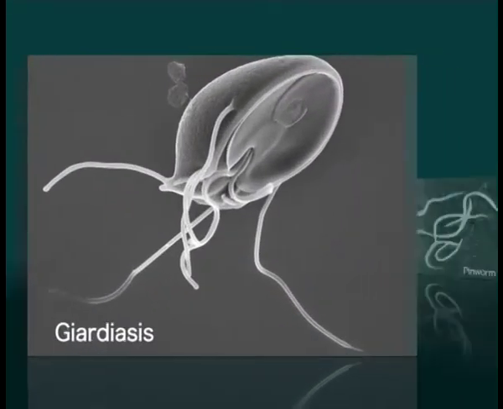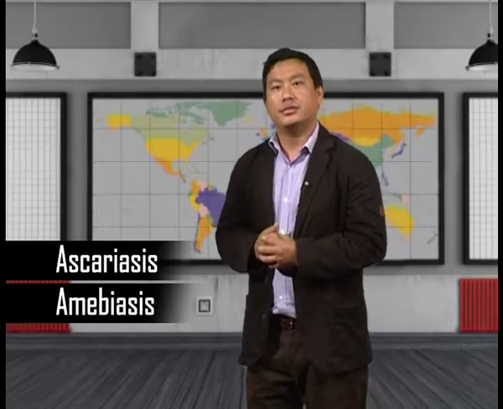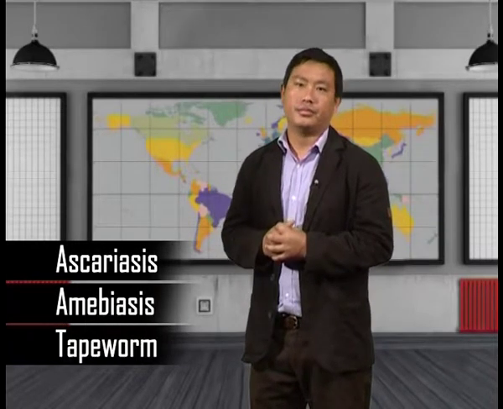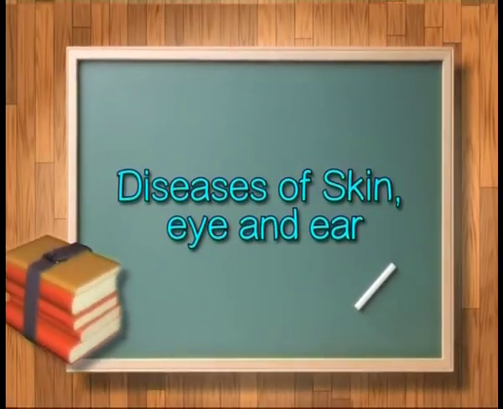The most common intestinal parasites in children include giardiasis and pinworm. Other parasites are also common in children living in developing countries where sanitation and hygiene are poor. These include ascariasis, amoebiasis, and tapeworm.